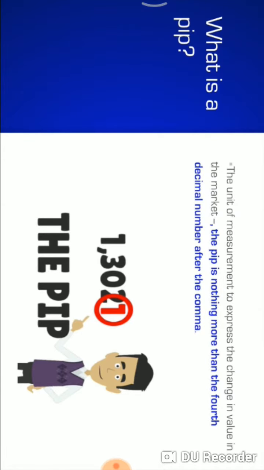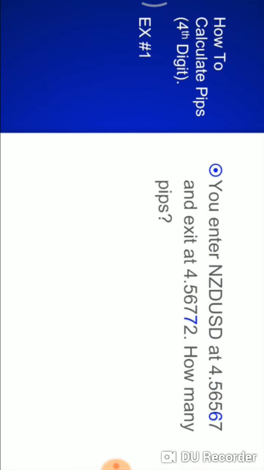It is nothing more than the fourth decimal number after the point. You see in this picture here, the 1.3021, and by the way, that's not supposed to be a comma, it's actually a period, so that's really 1.3021. The 1 is the pip position. Now you know what a pip is.